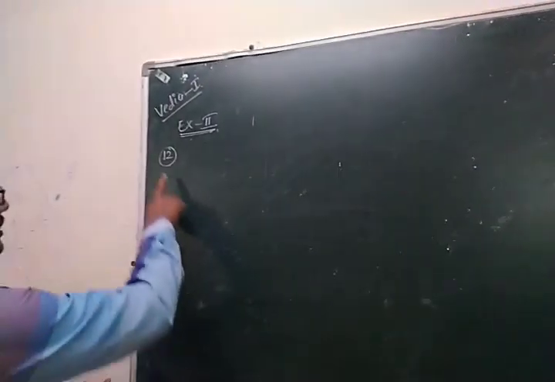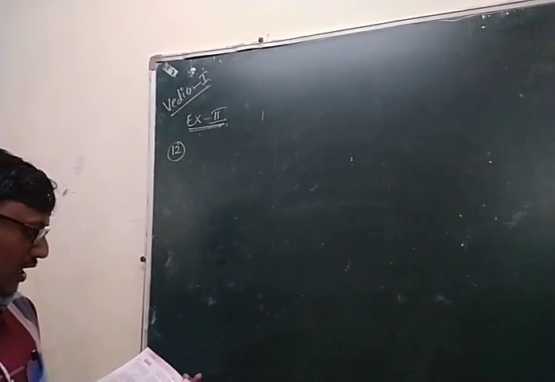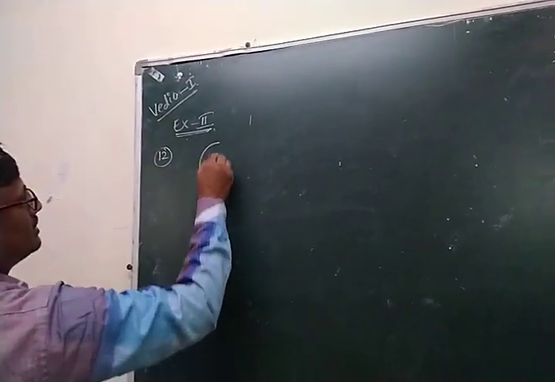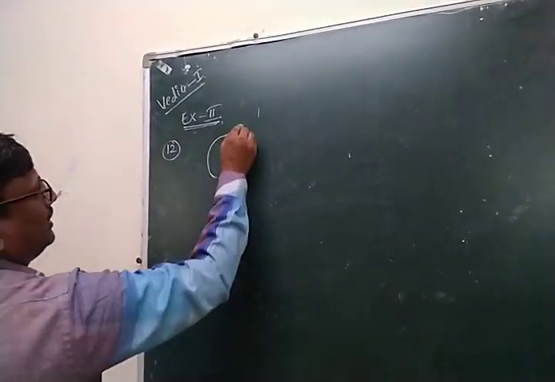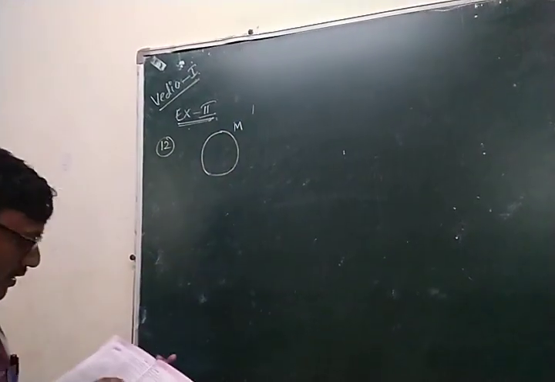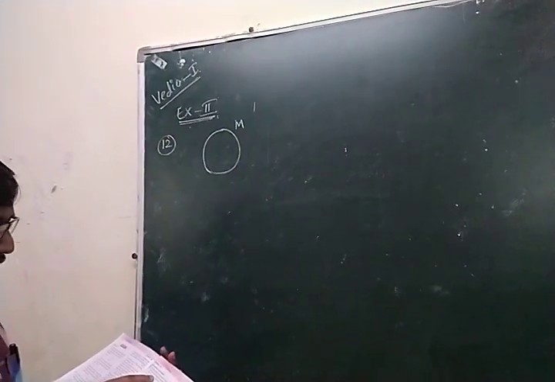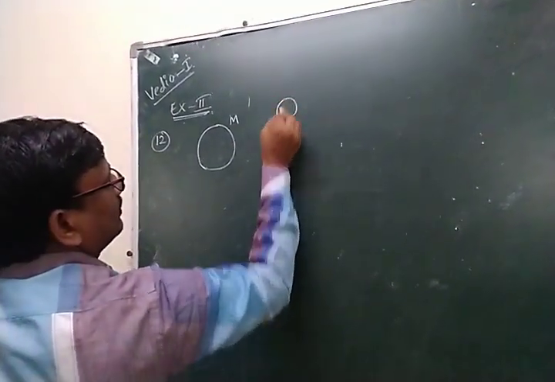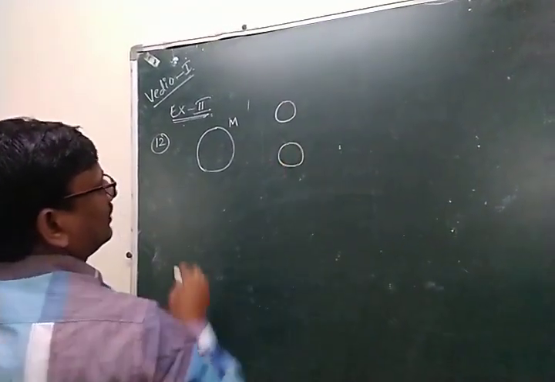Question number 12. You are given the total mass, this is the total mass, given by M. How do you divide it into two parts for the gravitational force? The two parts are here one, here the other. Gravitation.